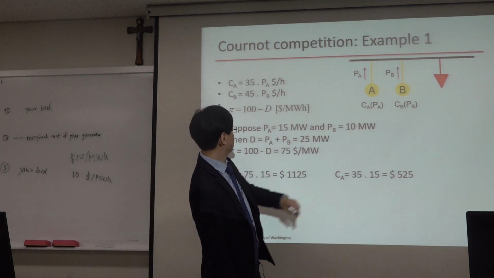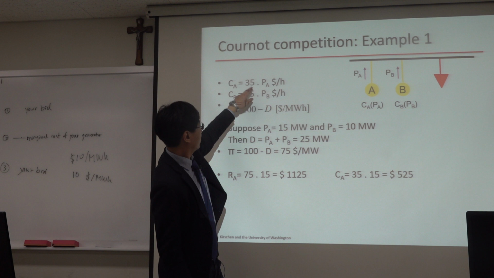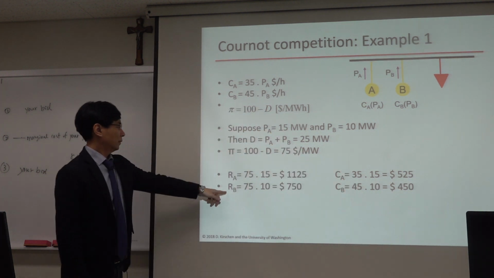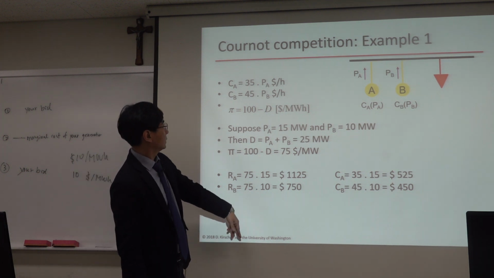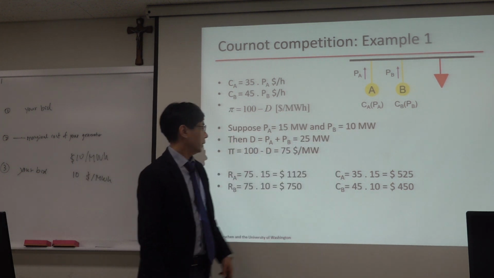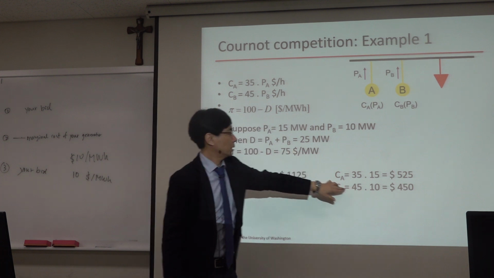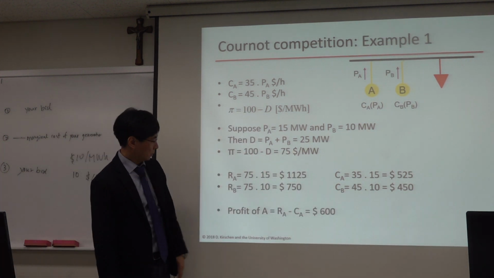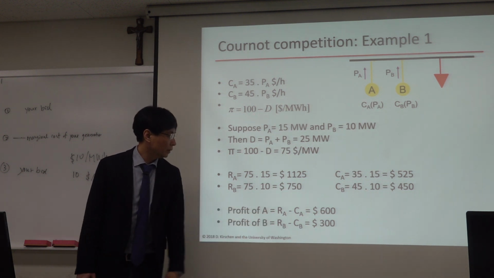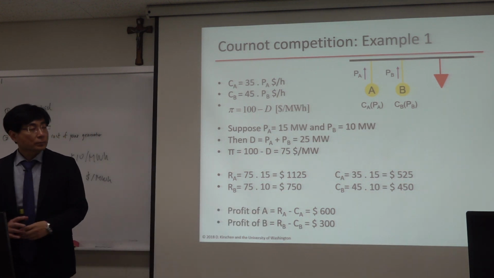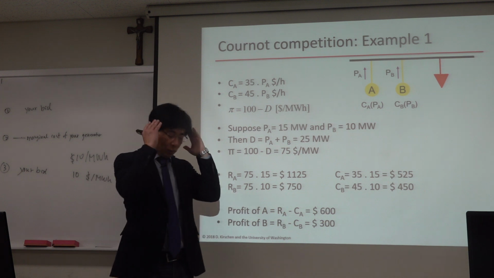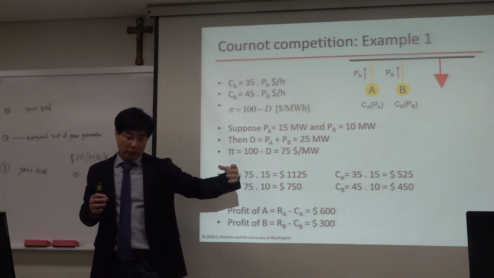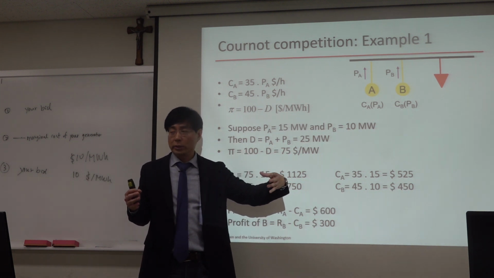Yeah, cost: 35 times 15 for firm A, and for firm B 75 times 10, and 45 times 10. So revenue, cost, and the profit of A is that, profit of B is that. Okay, and what we want to do: firm A needs to determine its generation quantity, and firm B needs to determine its generation quantity.